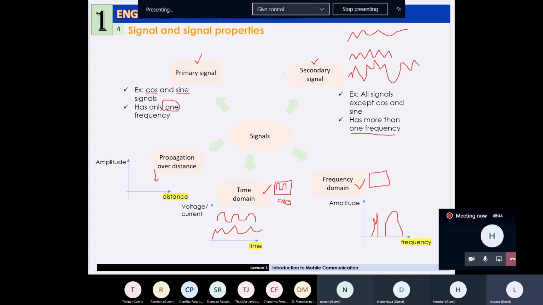And if someone asks what is this secondary signal, now you know the answer. Secondary signal means a signal that has more than one frequency. Or if not, you can say secondary signals are signals that are built by adding two or more fundamental frequencies. That answer is also correct in a way. And from that, what you need to finally get is that secondary signals have more than one frequency component.